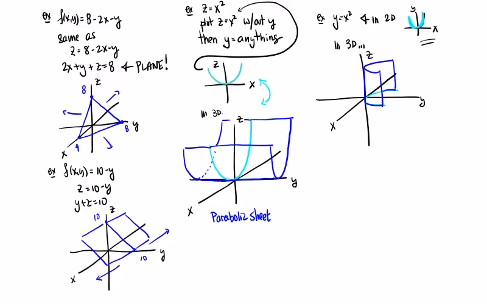So these are a bunch of different planes and parabolic sheets. A couple more I want to do. Let me clear the screen off because I don't want to jam in the corner, but they're pretty simple. They're somewhat familiar.